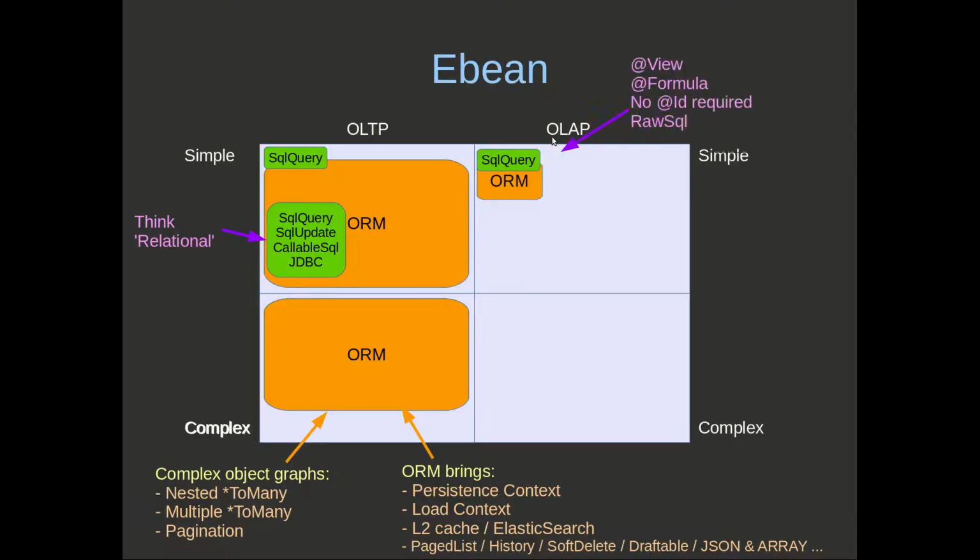From an OLAP perspective, Ebean pokes its nose into this, if you like, simple reporting use cases. So here we have entities can be based on views, they don't have to be based on tables. So with your view, you can hide sort of a complex reporting type SQL. We can use @formula to do aggregations. We can have entities that don't have IDs, so these entities orientated for reporting really. And we can use raw SQL.